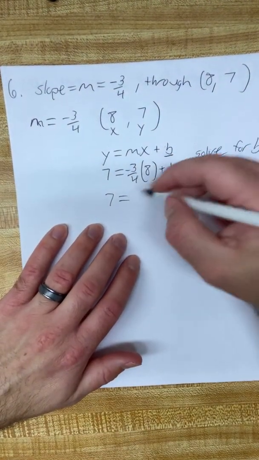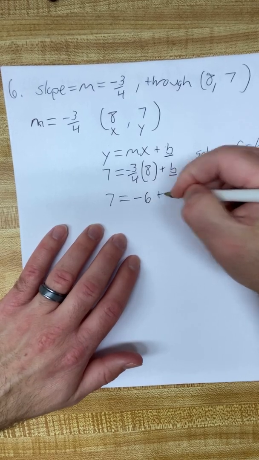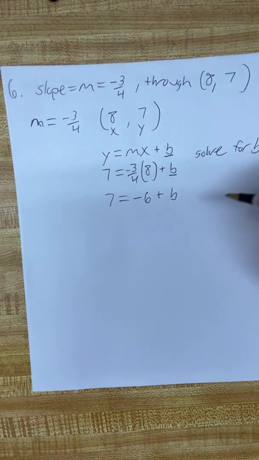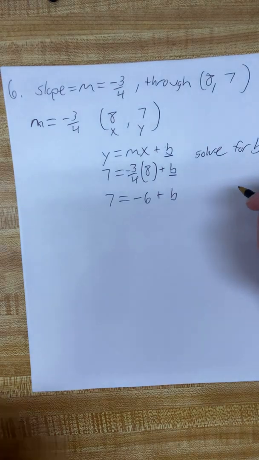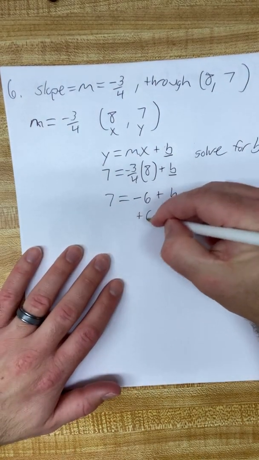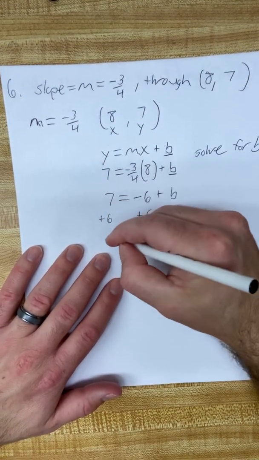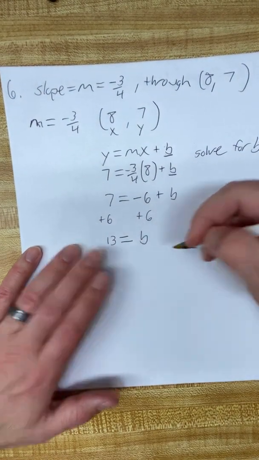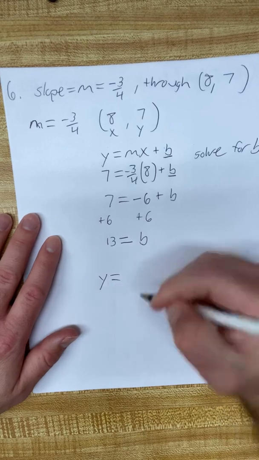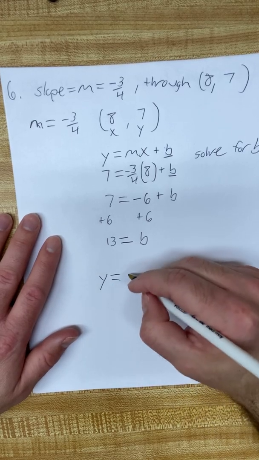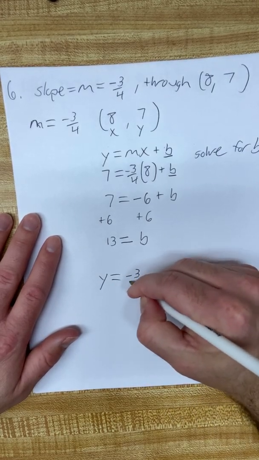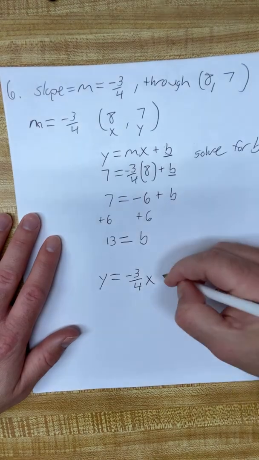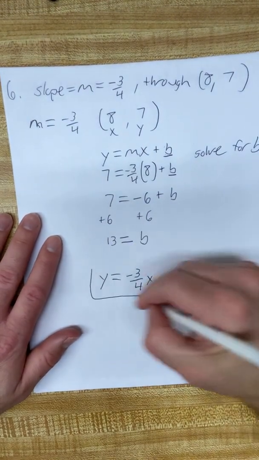So negative 3/4 times 8 is negative 6. So now I have 7 equals negative 6 plus b. To solve for b, I got to add 6 to both sides. And I get 13 equals b. So we put it all together, and we get y equals, again, m was negative 3/4 x plus 13.